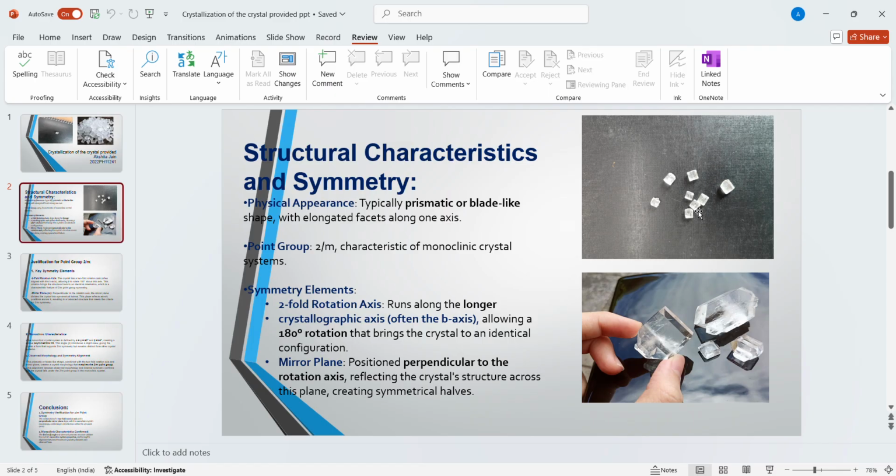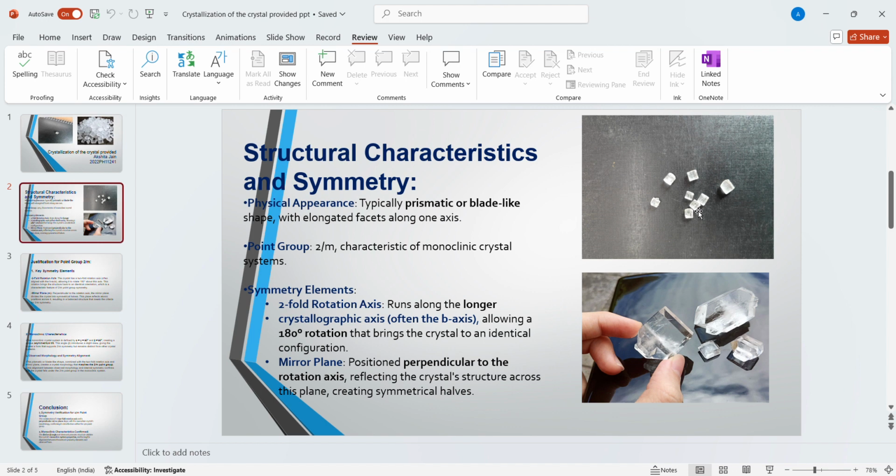Second, the point group. We will analyze this point group, and it has come out to be 2/m, characteristic of a monoclinic crystal system. For monoclinic, a not equal to b not equal to c are the properties of its sides, and also alpha equals gamma equals 90 degrees and beta not equal to 90 degrees. 2/m means a two-fold rotation axis, and m represents the mirror plane.